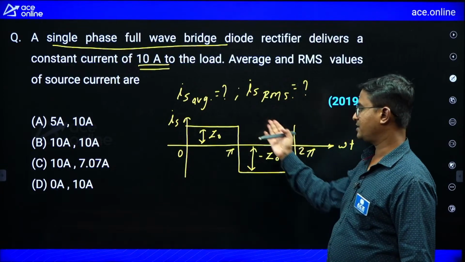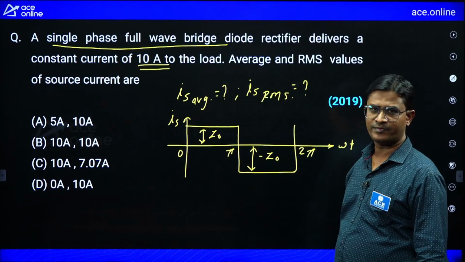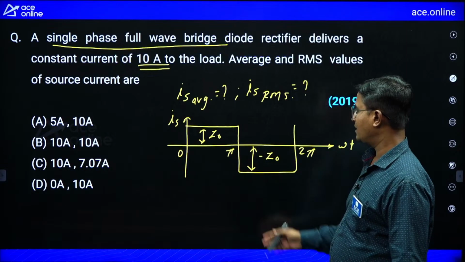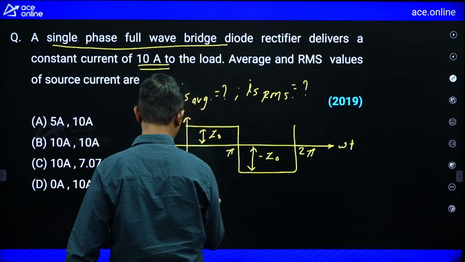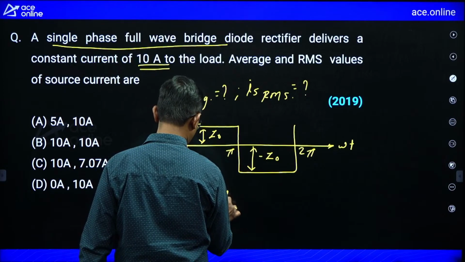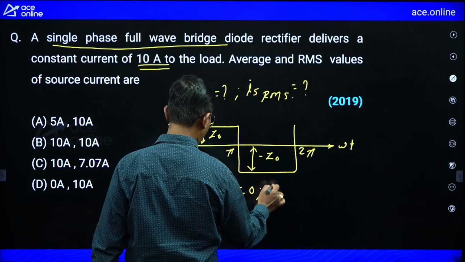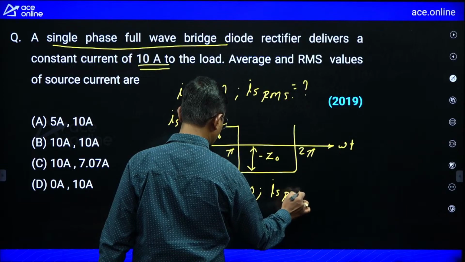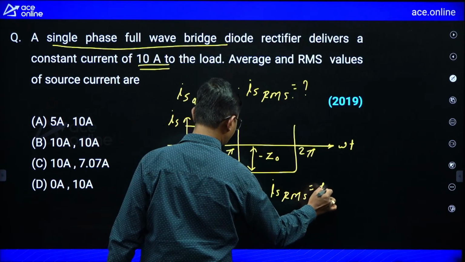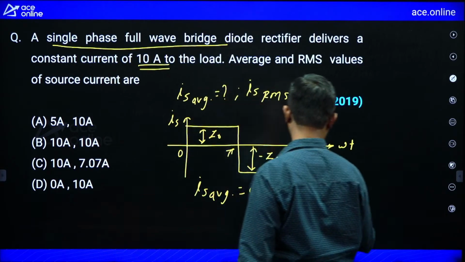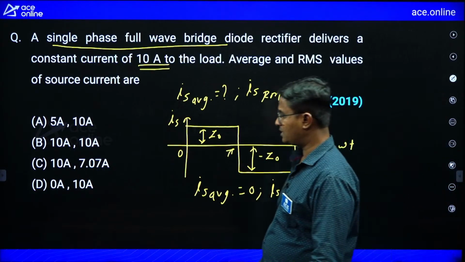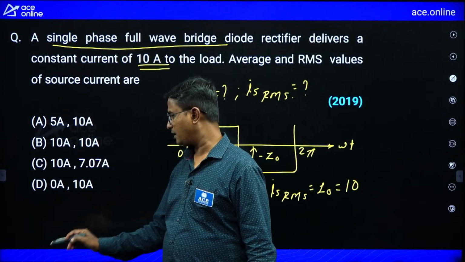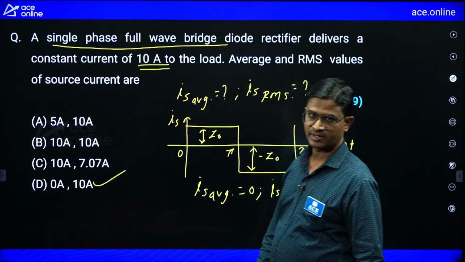What is the average of this? Average is 0. And what is the RMS? For a square function RMS is nothing but its amplitude. So my IS average is equal to 0 and IS RMS is equal to I0. I0 is 10 ampere, so it is equal to 10, right? So the correct answer is option D. Alright, option D is the correct option.